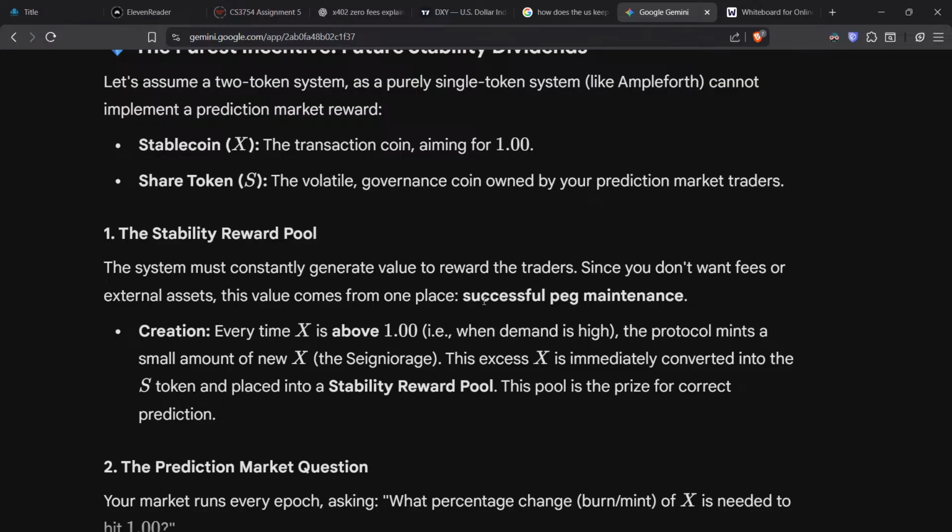Every time, okay, what is this even saying? I don't get it. So we have a stable coin and a share token. Every time X is above 1, when demand is high, the protocol mints a small amount of new X. The excess X is immediately converted into the S token and placed into a stability reward pool. This pool is a prize for correct prediction.